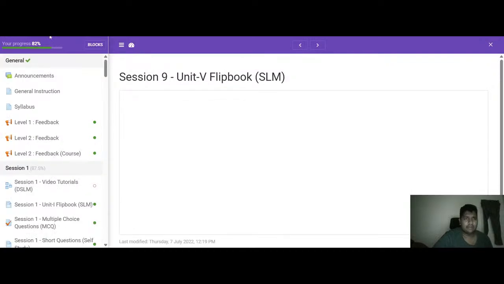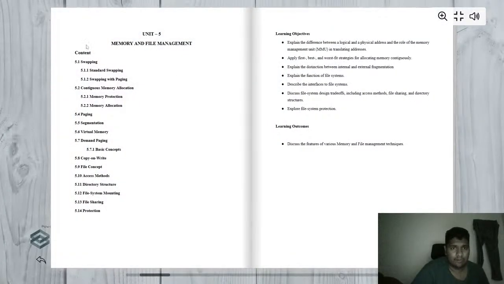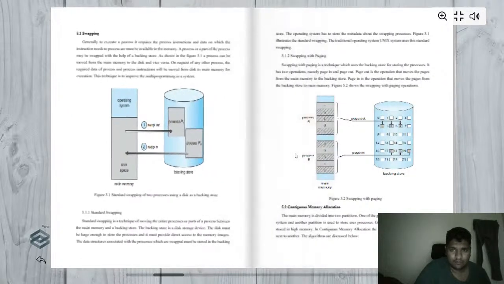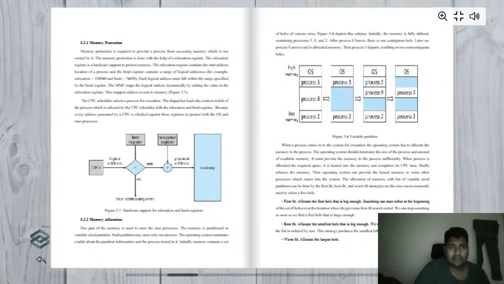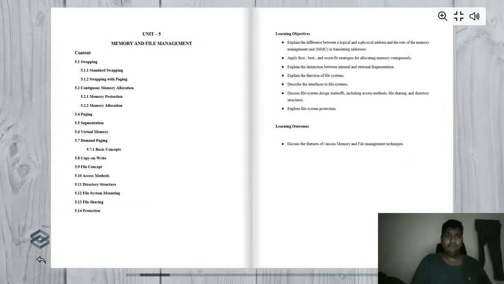Okay. Unit 5. Okay. Today we will see swapping. What is swapping? Before we go into the last unit, the unit name is memory and file management. We will see it today. What is memory? Before we get into the unit, what is memory and what is a file?